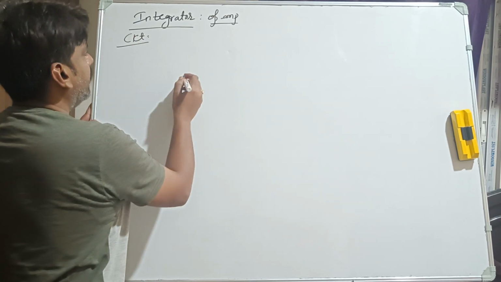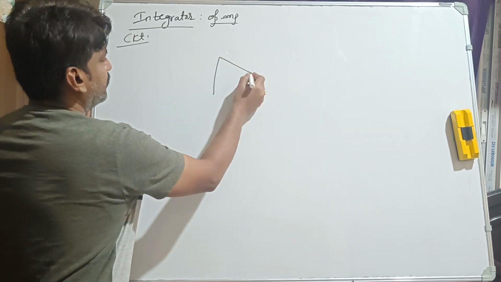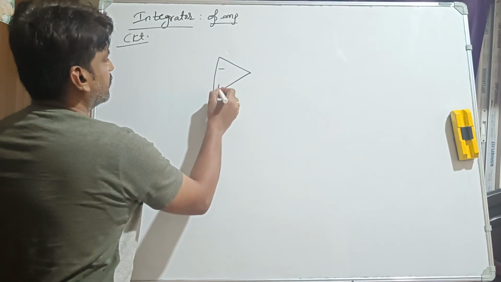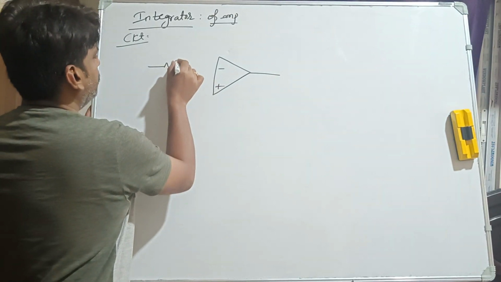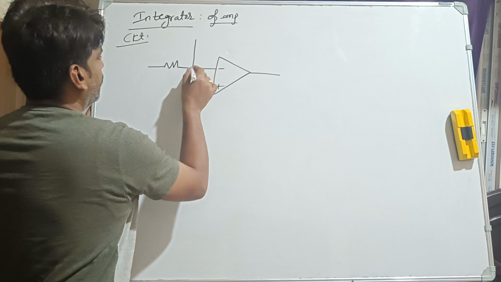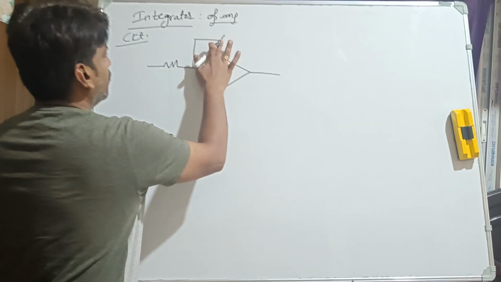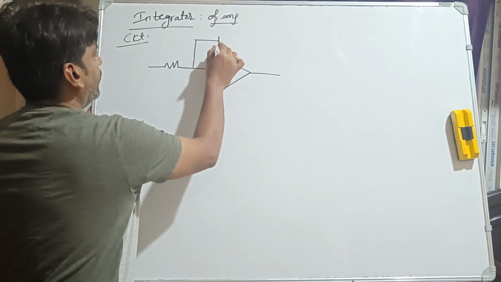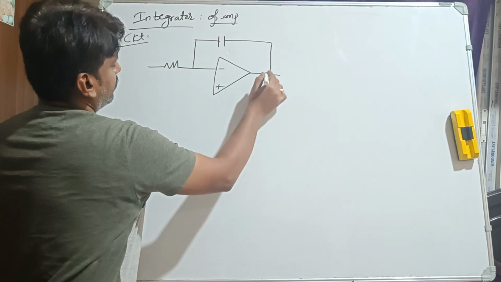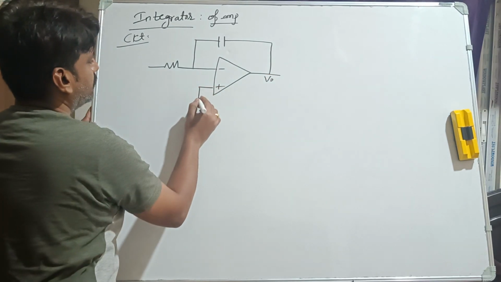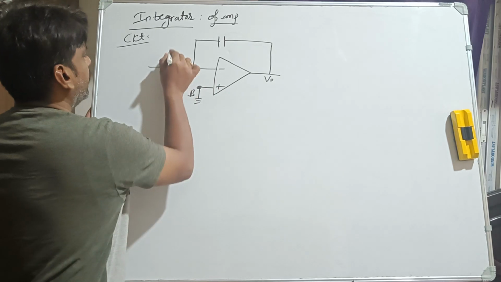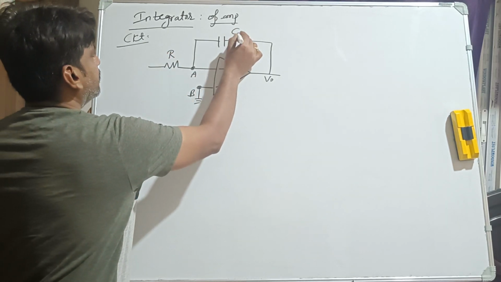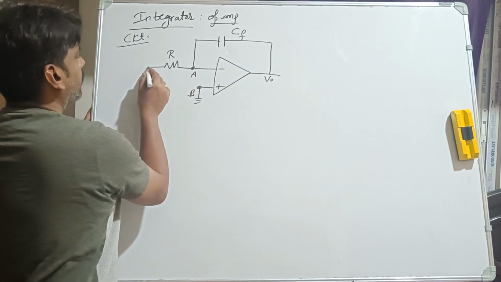How we should draw the circuit diagram is, first is always the op-amp, which has minus, plus, and its output and its input. For the input, you should connect a resistance, and for the feedback path, for an integrator, we will have a capacitor from the output. This is grounded. This is point B, and we will call this point A. This is the resistance R and this is the feedback capacitance CF, right?